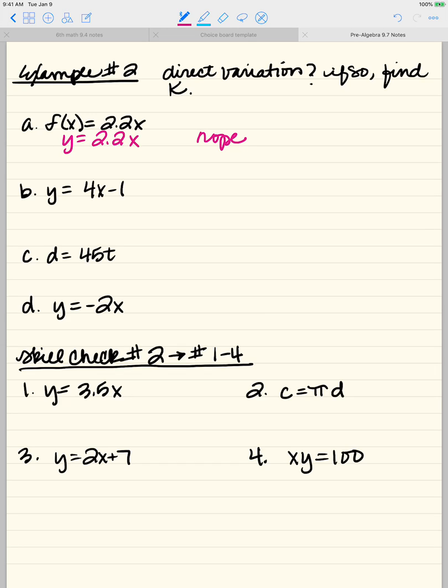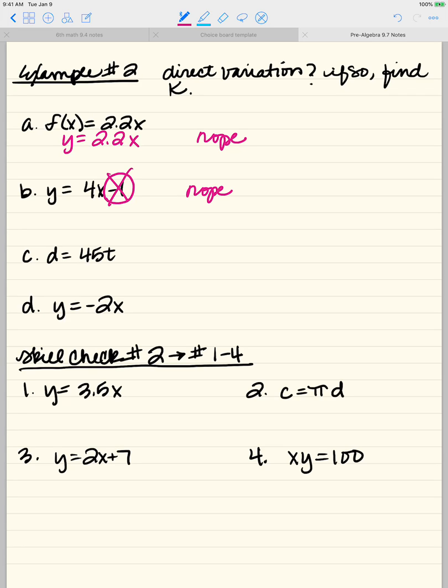B, y is equal to 4x minus 1. Is this a direct variation? Nope. The reason that it is not a direct variation is because we have this added -1 here. That negates the idea of this being able to be a direct variation. The variable y has to simply be a multiple of x, and that's it. This -1 negates that, so this is not a direct variation.